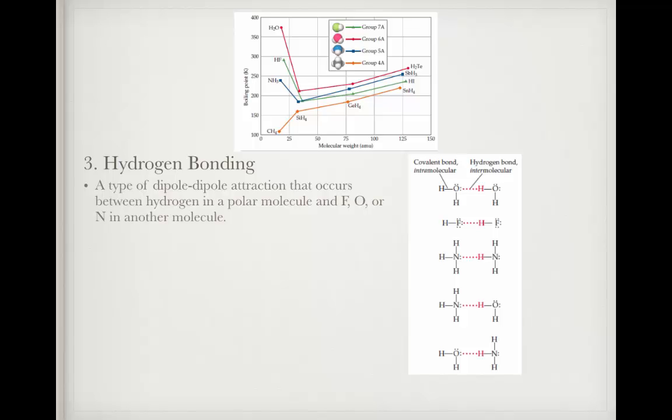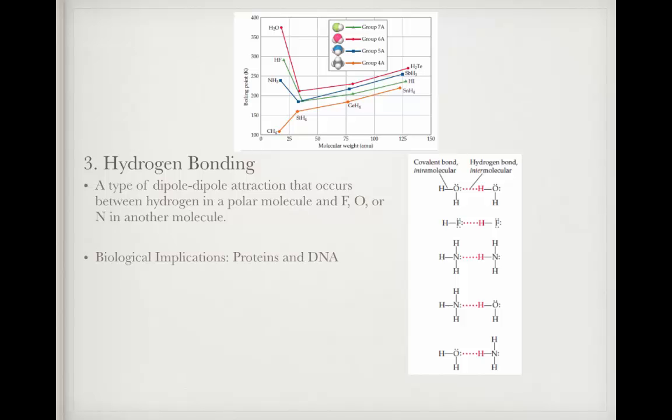Now, hydrogen bonding is stronger than dispersion forces and it's stronger than dipole-dipole forces. And the reason why is that hydrogen has such a low electronegativity, while fluorine, oxygen, and nitrogen have such a high electronegativity that the large partial positive and partial negative charges that are involved result in a stronger attraction than what we would typically see in dipole-dipole attractions.